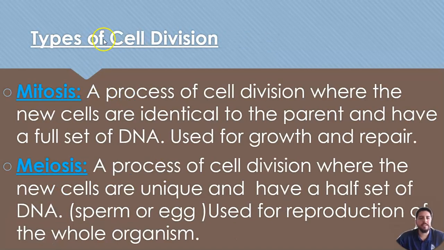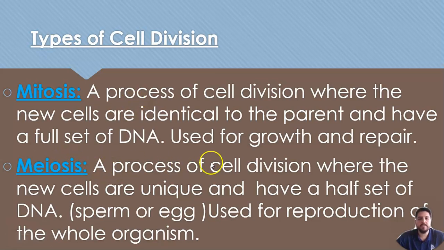Now let's talk about cell division. There's two ways that cells can divide in general. Mitosis is a process of cell division where the new cells are identical to the parent and have a full set of DNA. This is used for growth and repair. Most cells in your body do mitosis. They make copies of themselves, and those copies have full sets of DNA.